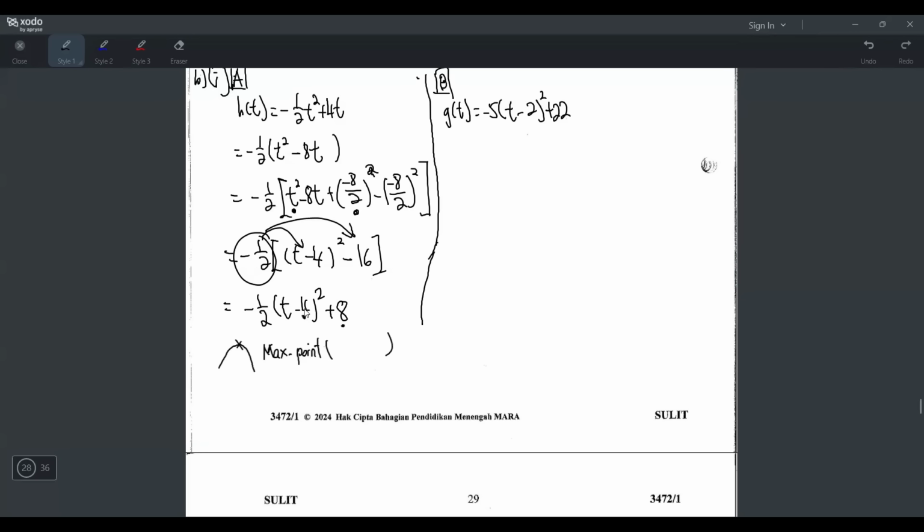So the value inside the bracket is the x coordinate, but you have to change the sign. So -4, when you take it out, becomes 4. And the other value, when you take it out, you don't need to change the sign. So the 8 will just be 8 like this. Okay, same with this. -5 is the a, right? It means the shape is like this. So if it's like this, is it maximum or minimum? Maximum also. And what is the maximum point coordinate? Okay, -2 when you take out becomes 2, and then the y coordinate you just take out 22 like this.